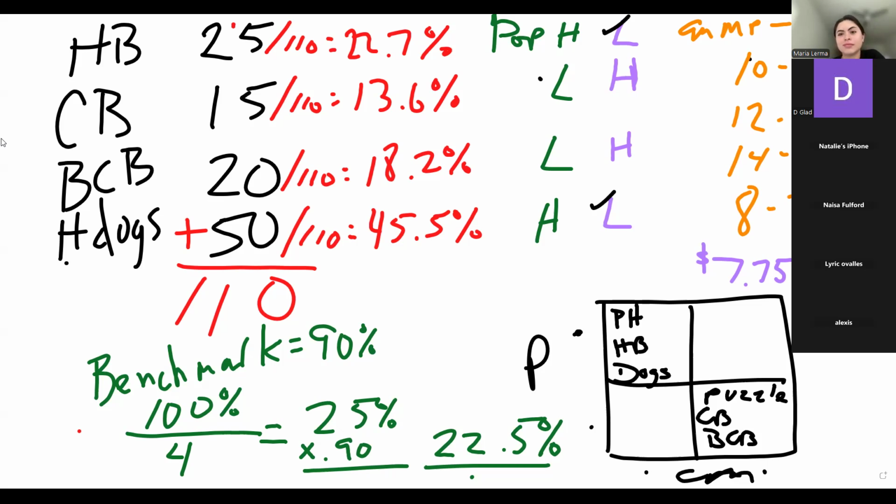Okay, so what about puzzles? We have our cheeseburgers and bacon cheeseburgers. What could we do to get them up to that star category? Maybe now we want to advertise, right? Because they're not popular. People are buying the hamburgers and hot dogs. Clearly, people are buying hot dogs, right? There's 50 of them that bought, that's almost half the people bought hot dogs. So clearly they're buying them. What can we do now to get cheeseburgers and bacon cheeseburgers up there?